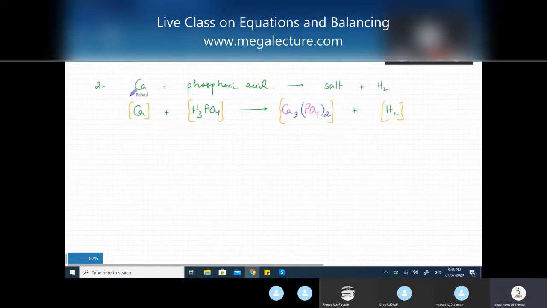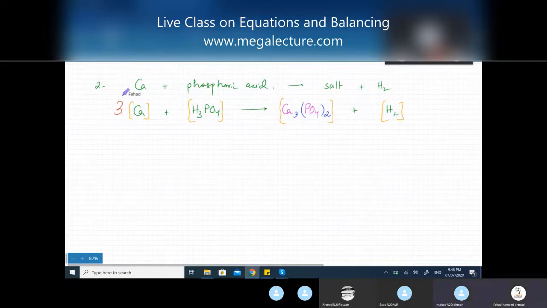Ca. Okay, so here there are 3 Ca, so over there what do we do? Over there, multiply by 3. Put 3 Ca, that's it. Okay, so that is balanced. Mahad, what's the next thing you think is unbalanced?